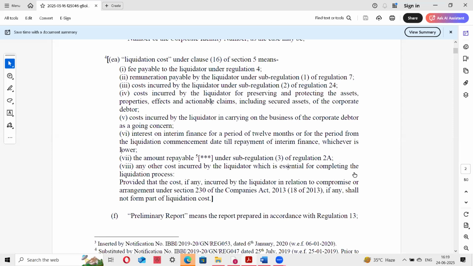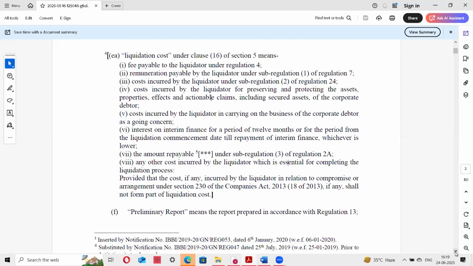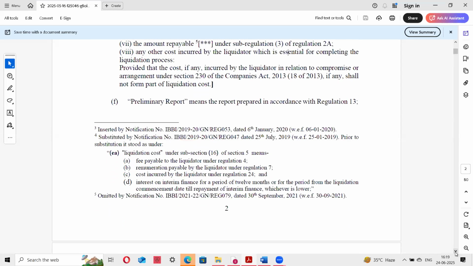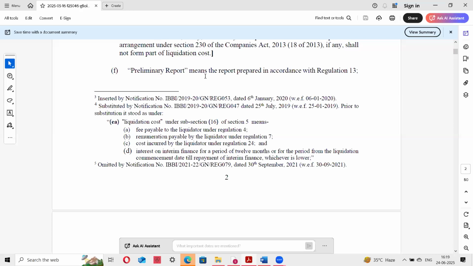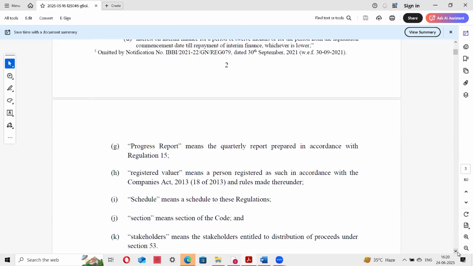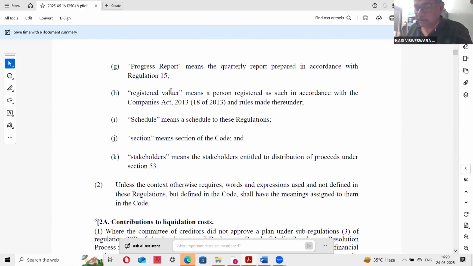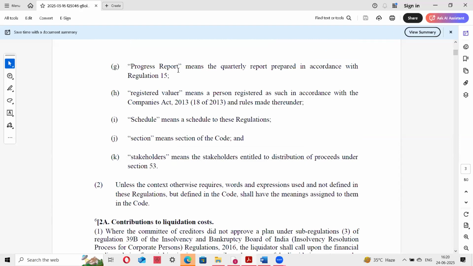which is essential for completing the liquidation process, provided that the cost, if any, incurred by the liquidator in relation to compromise or arrangement will not be considered as part of the liquidation cost. Now, preliminary report. What is the meaning of the preliminary report here? The preliminary report means the report prepared in accordance with Regulation 13. Progress report means the quarterly report prepared in accordance with the regulations. So, are there any other suggestions for amendments in this definitions part?